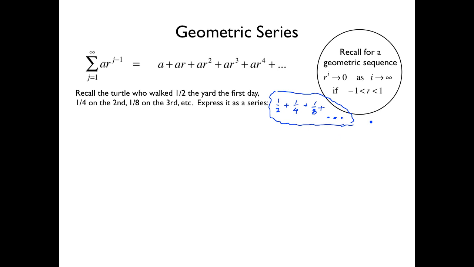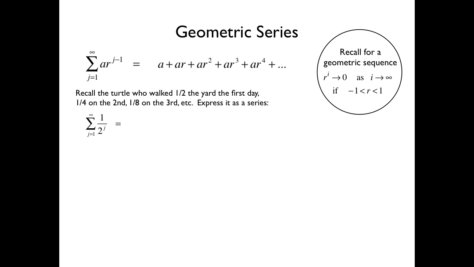One over 2 to the I. I use J. So it's the summation of 1 over 2 to the J as J goes from 1 to infinity. That's what you should have written. Or you could have used I if you wanted, or K. Doesn't matter.